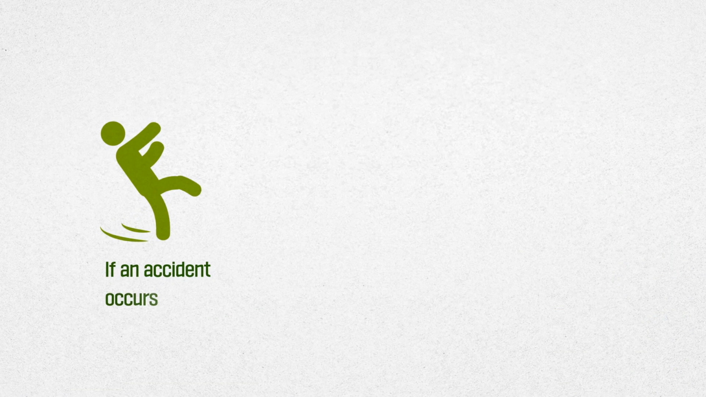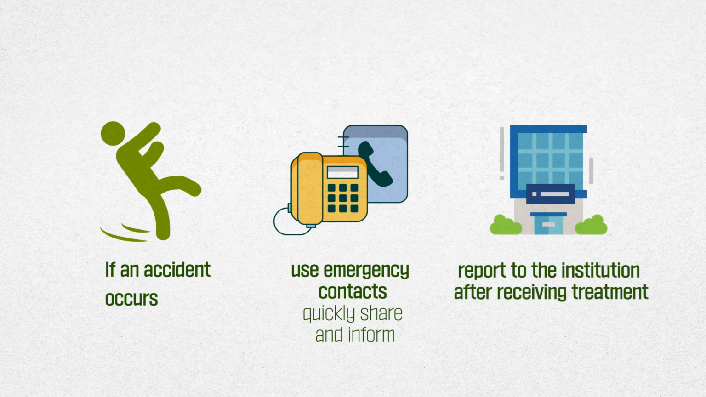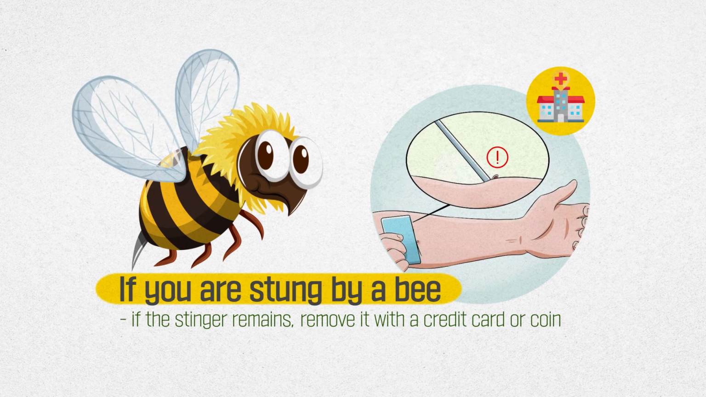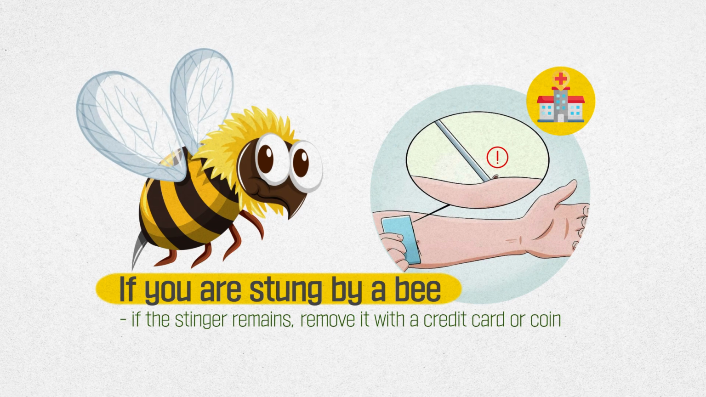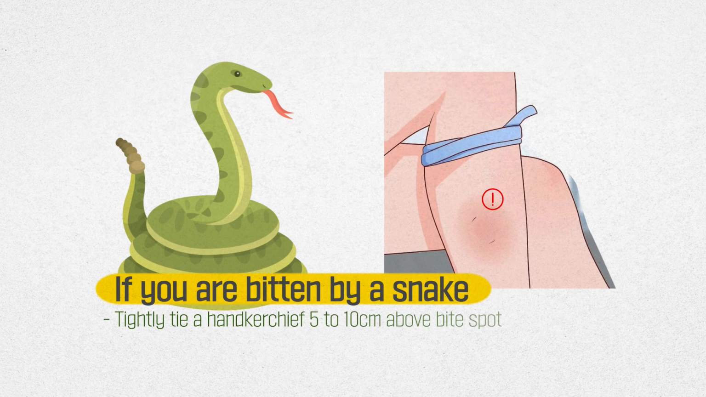If an accident occurs, inform each other and the victim's emergency contact and report it to the institution after treatment is received. If you are stung by a bee and the stinger remains, remove it with a credit card or coin and go to a nearby hospital. If you are bitten by a snake, tightly tie a handkerchief 5 to 10 centimeters above the bite and go straight to a hospital.